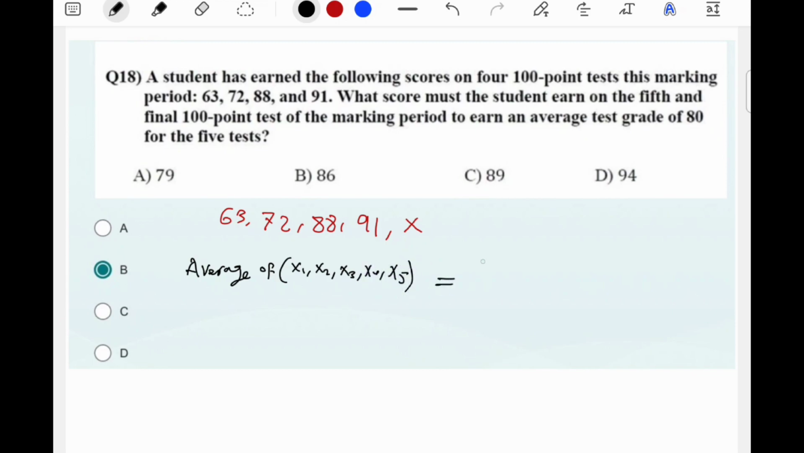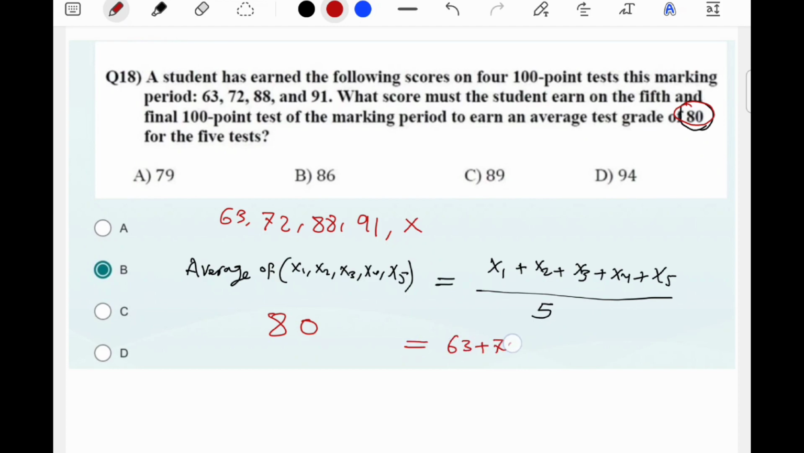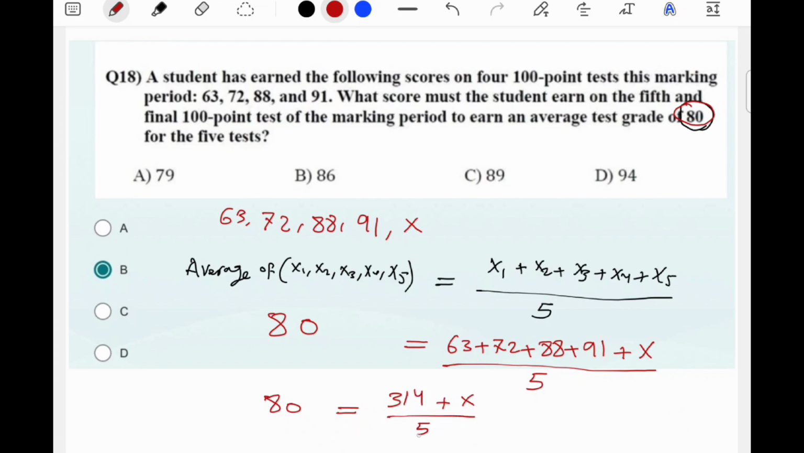We know that this average is equal to the sum of all the scores divided by the number of scores, which is 5. The average must equal 80. So 80 equals 63 plus 72 plus 88 plus 91 plus x, divided by 5. This can be simplified to 314 plus x divided by 5.